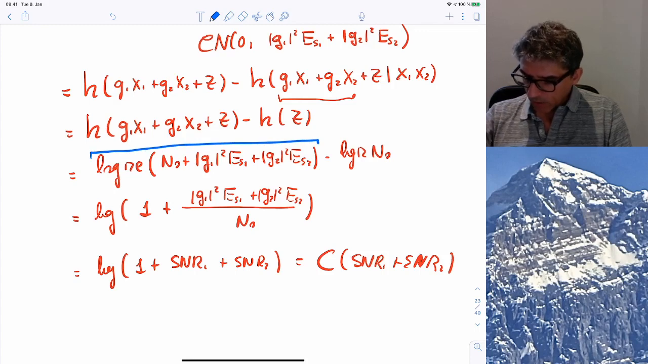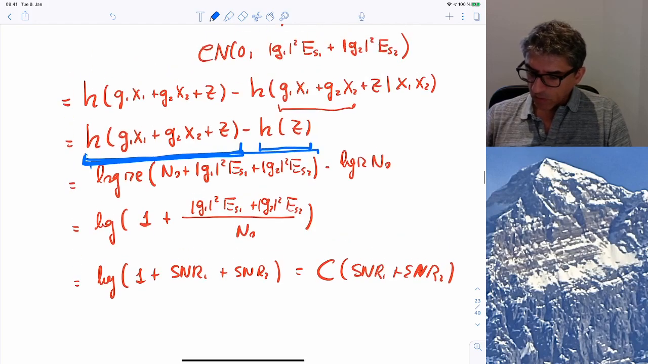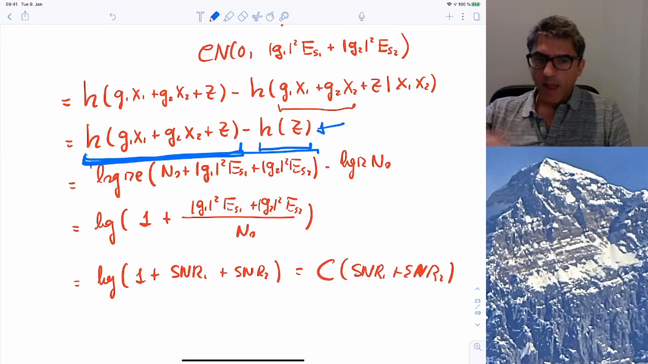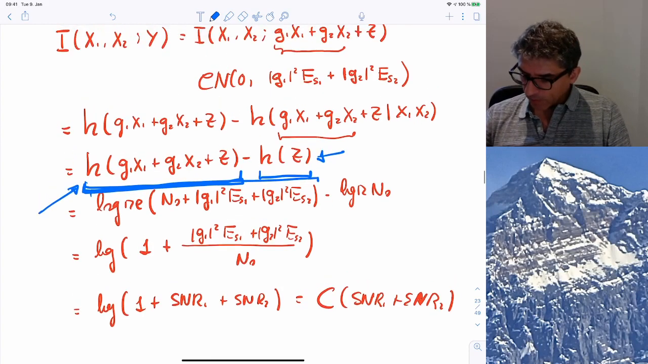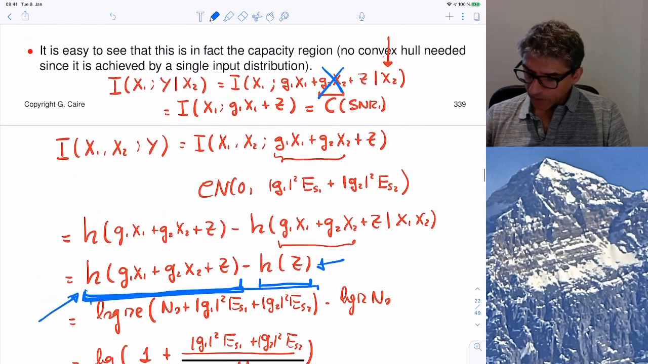I mean, something like this. The differential entropy of the output minus the differential entropy of the noise. And it turns out that the best thing to do, this is fixed. The differential entropy of the noise is fixed. So the maximum of this quantity is obtained by making the output Gaussian. So the output must be Gaussian or conditionally Gaussian given the other variable.